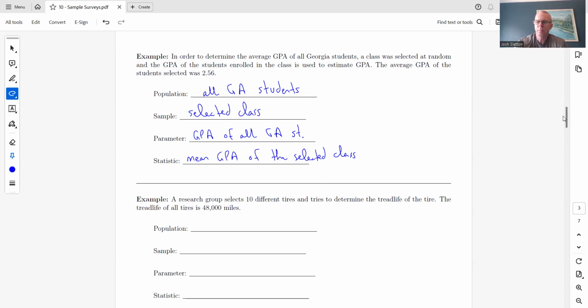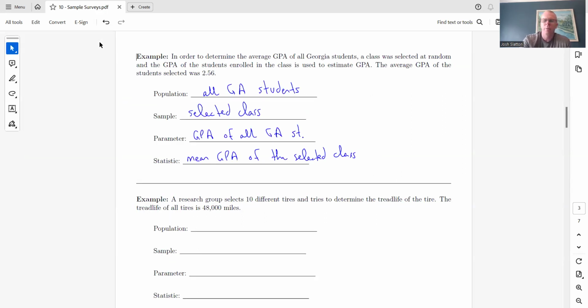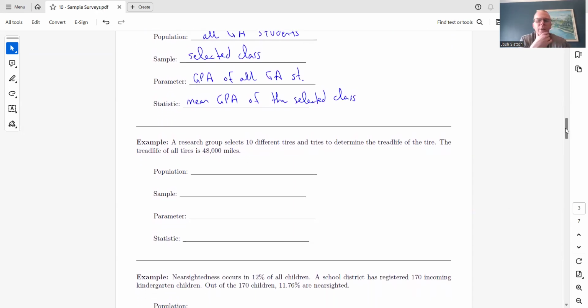Another example, a research group selects 10 different tires, tries to determine the tread life of the tire. The tread life of all tires is 48,000. So here we have all tires would be the population. The sample would be the 10 tires that were selected.